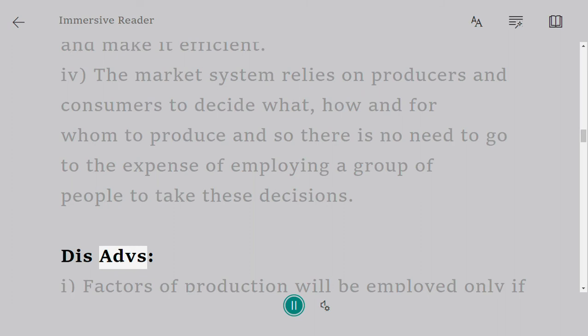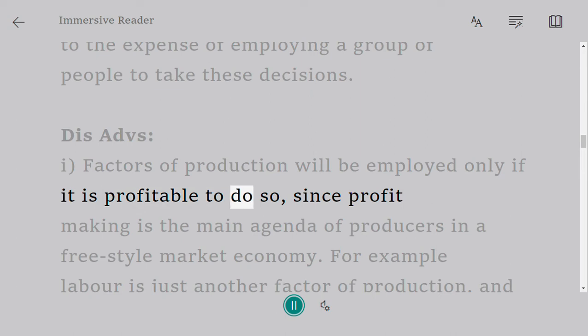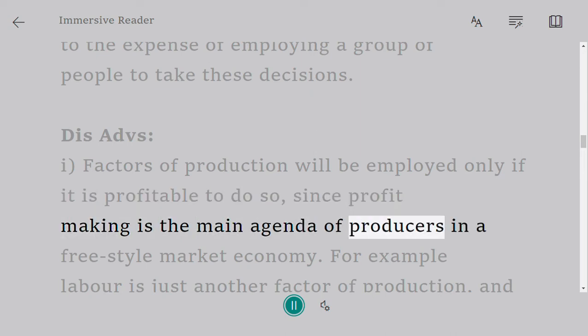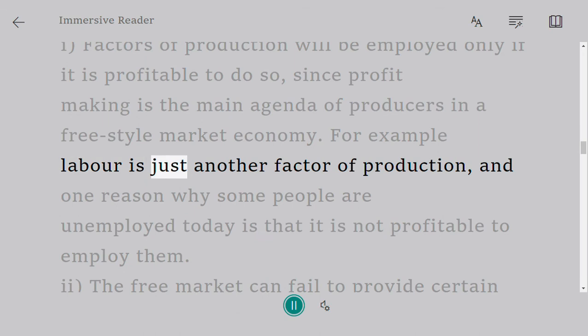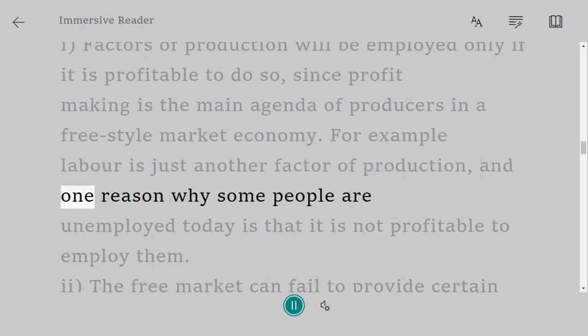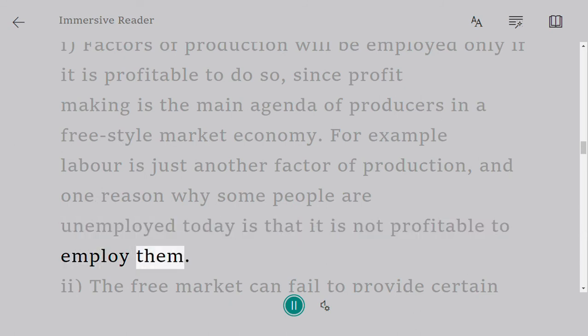Disadvantages. 1. Factors of production will be employed only if it is profitable to do so, since profit making is the main agenda of producers in a free market economy. For example, labor is just another factor of production, and one reason why some people are unemployed today is that it is not profitable to employ them.